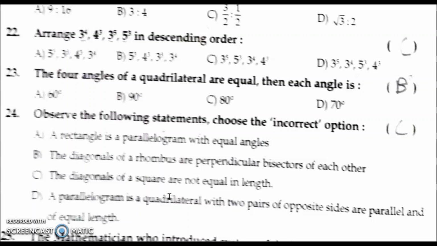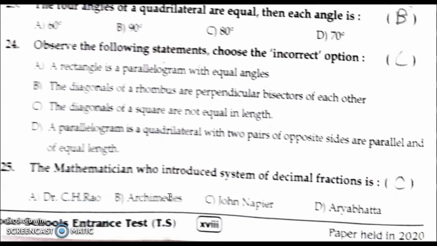So the correct answer is C. The diagonals of the square are not equal in length. The mathematician who introduced the system of decimal fractions is C. John Napier.